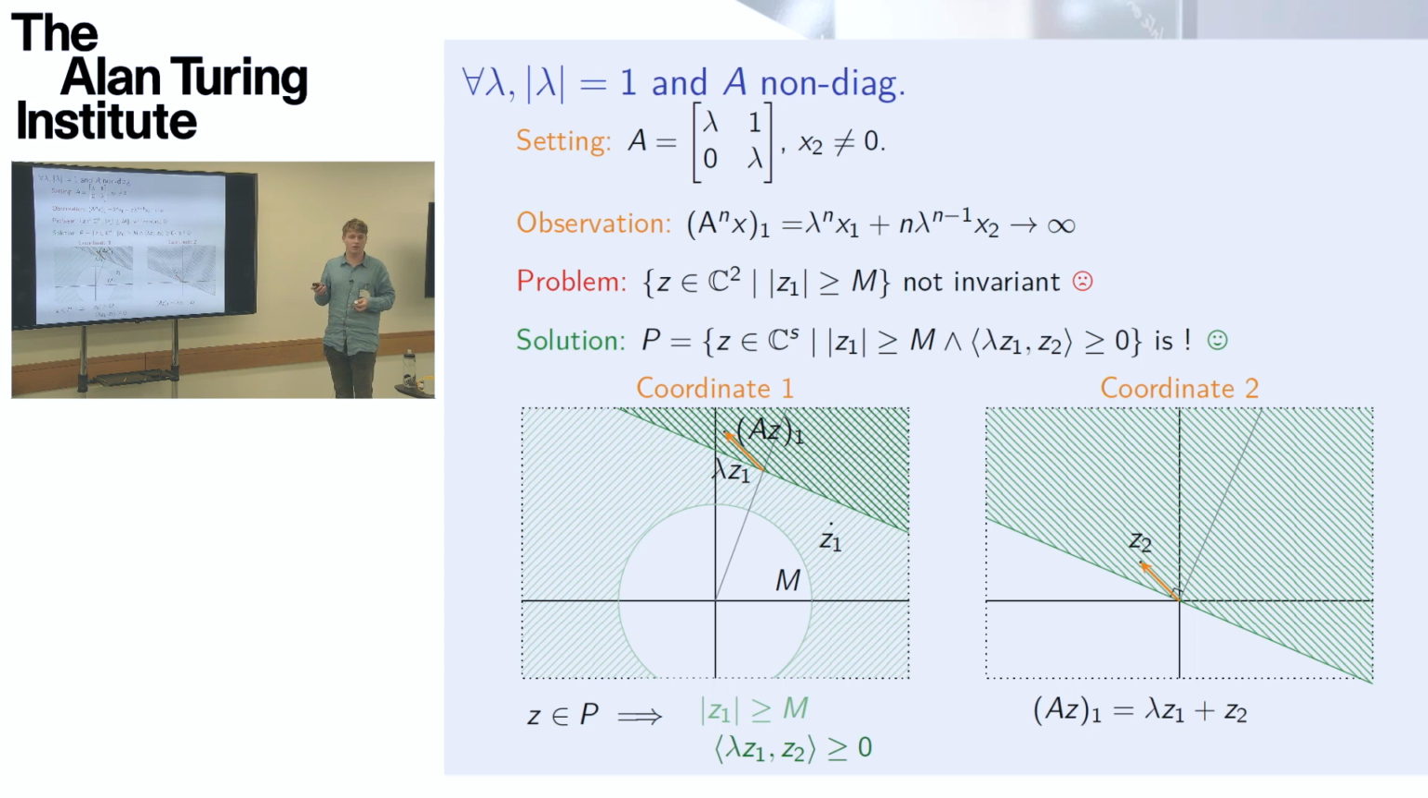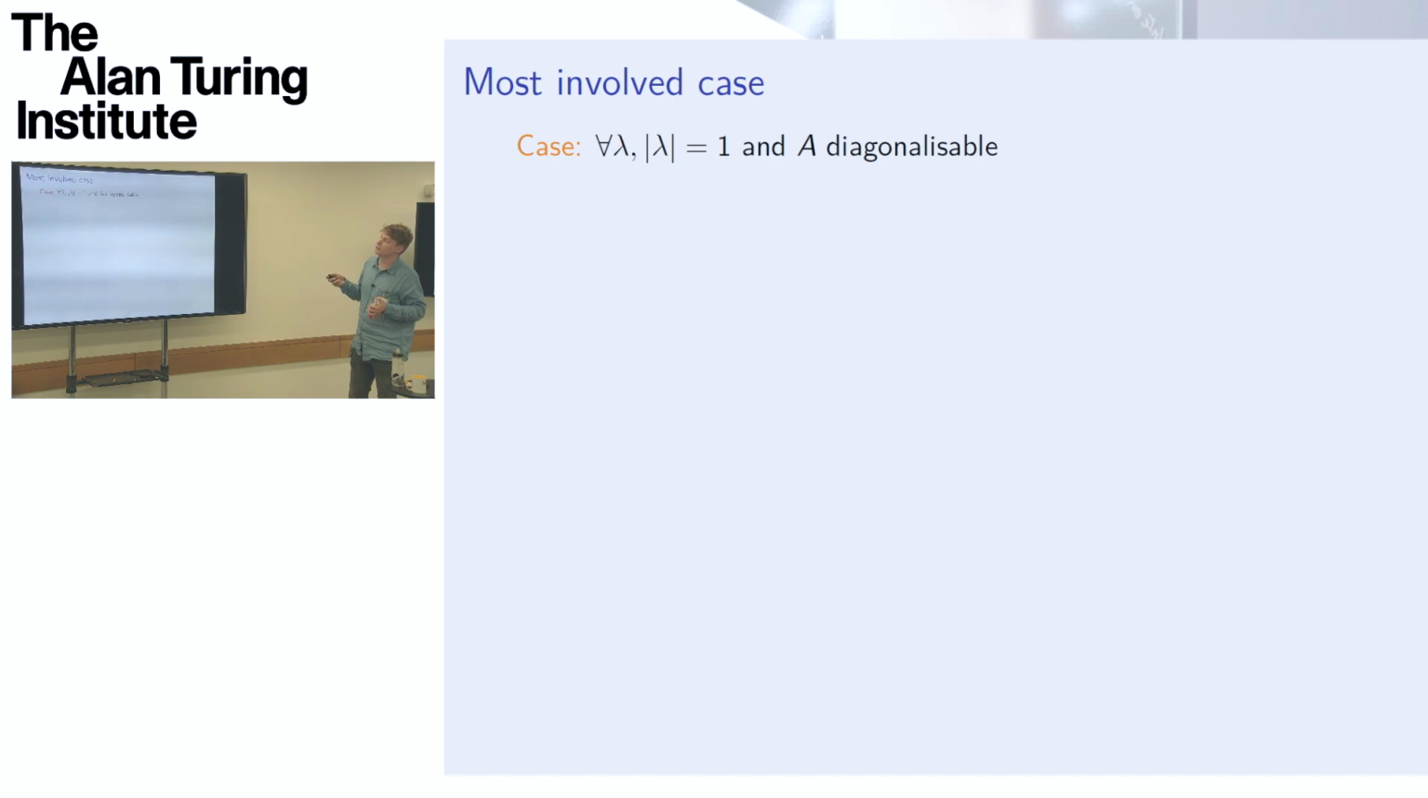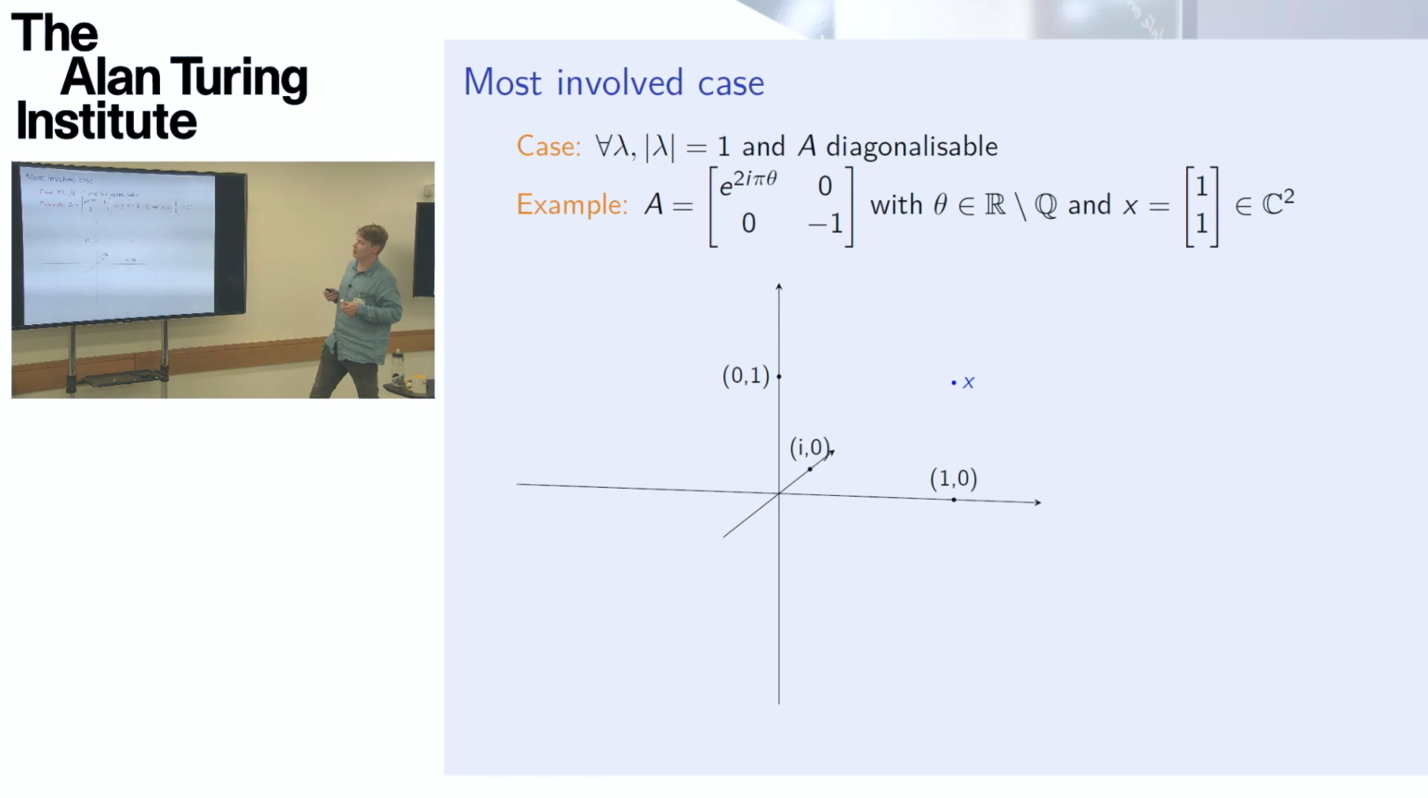Okay, so now we've done the 3 convenient block cases. So there remains the last harder case. It's a bit more subtle, and that's where some nice stuff happens as well. Now I assume that all my eigenvalues have modulus 1, and that A is diagonalizable, okay? We're just going to start with an example so that we see what sorts of things happen.